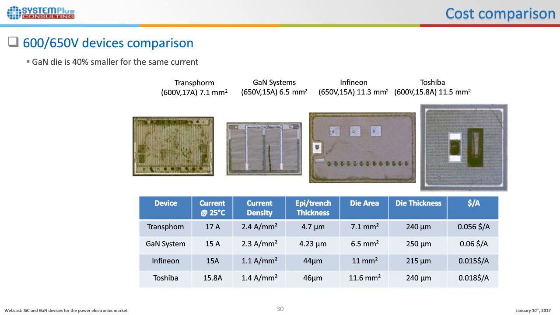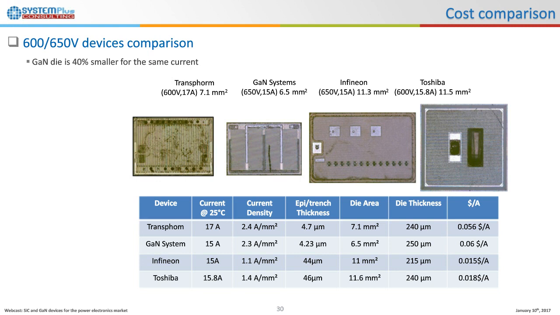the main differences. So first of all, the gallium nitride devices are smaller for the same current. So that implies a bigger current density. The die thicknesses are quite similar, but the cost is obviously different.